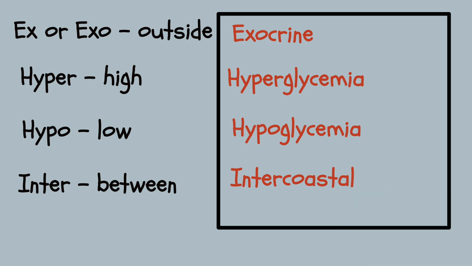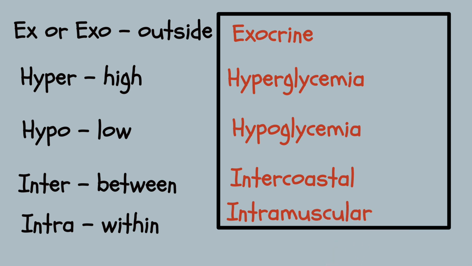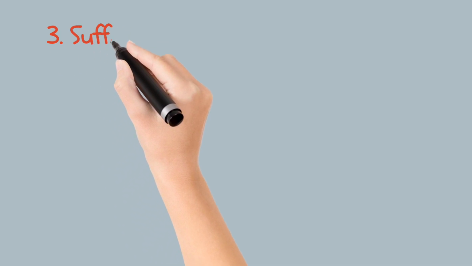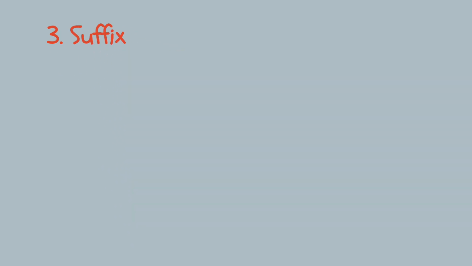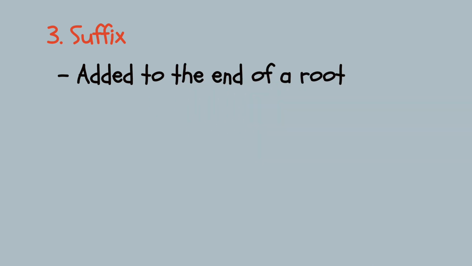Inter means between. Intercostal, between the ribs. Intra, within. Intramuscular, within the muscles. So these are just a few out of many other examples of prefixes used in medical terminology. The next word part I'll be talking about is the suffix, and that is number 3. Suffixes are added to the end of a root to specify a particular condition, disease, or a procedure.